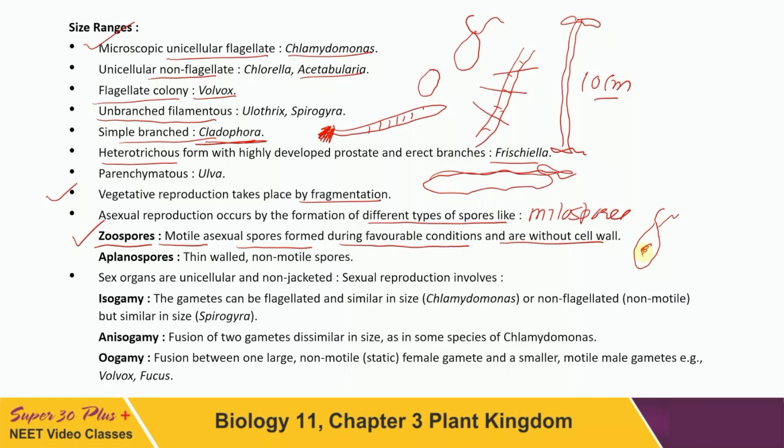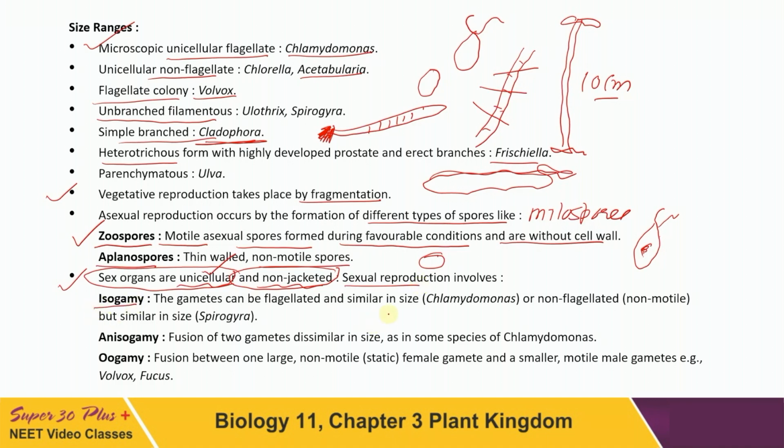Sometimes this unicellular structure may be a non-motile, thin-walled one, known as an aplanospore. This is the non-motile one. Sex organs are unicellular and non-jacketed. Very important point: sex organs in algae are unicellular and non-jacketed. The sterile jacket is absent.